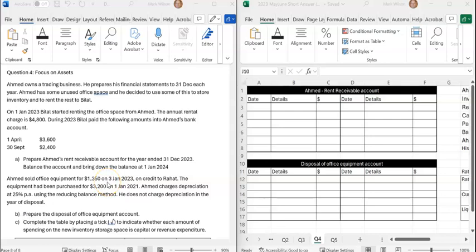Welcome to question 4 in the May-June 2024 paper. This is paper 2-1 short answer. The focus of this one is on assets.